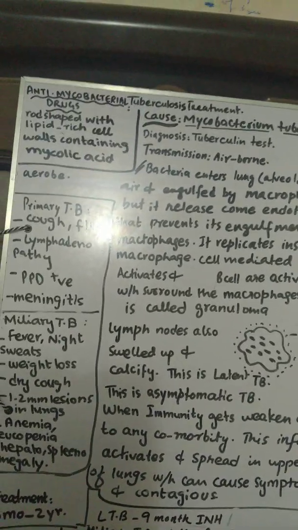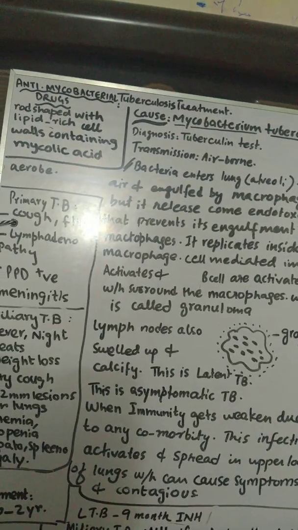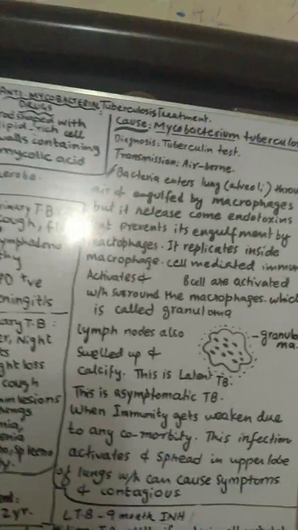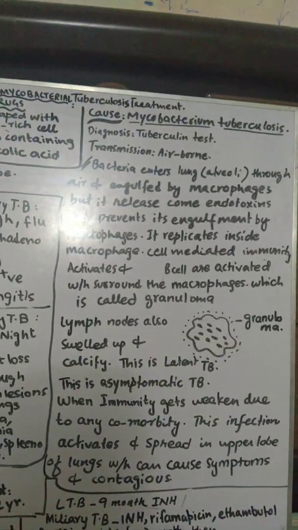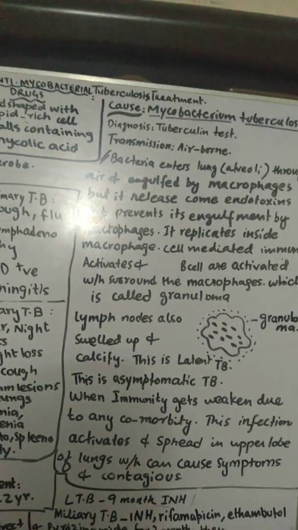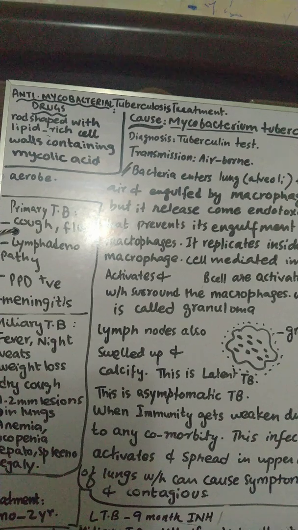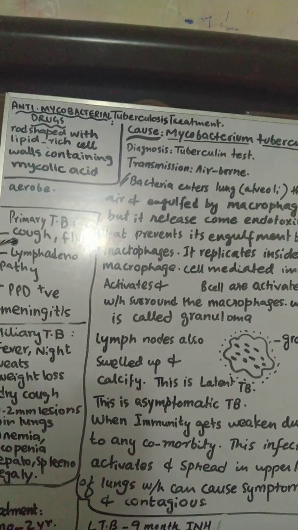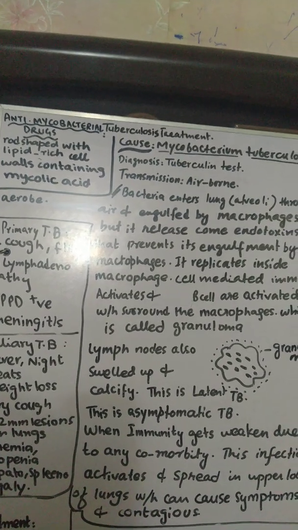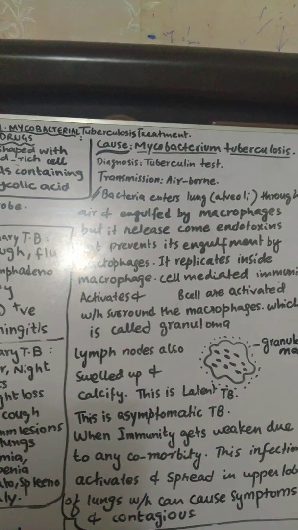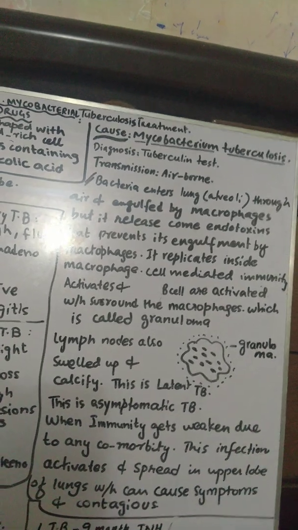When these calcified lymph nodes burst and the bacteria travel to the upper lobe of the lung, through exhaled air it can be transmitted to another person. And when it affects the upper lobe of the lungs, it causes coughing, flu, night sweats, weight loss, dry cough, and other complications like hepatomegaly, splenomegaly, lesions in lungs. So it produces symptoms and becomes contagious.